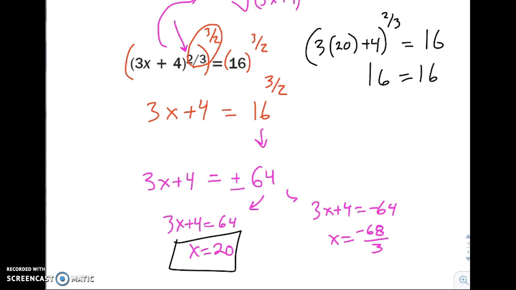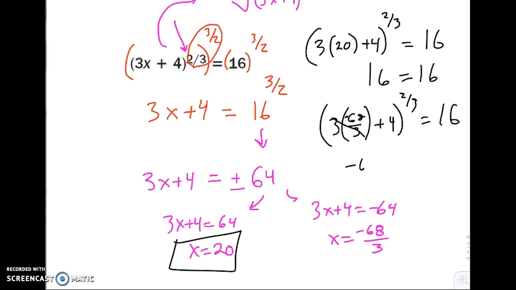I'm also going to check negative 68 over 3. So I have 3 times negative 68 over 3 plus 4, all to the 2/3. Does it equal 16? So these 3's will cancel out. It's negative 68, excuse me, so it's negative 68 plus 4. It's negative 64 to the 2/3. We have to check if that is in fact going to be 16. So we got parentheses, negative 64, close your parenthesis, to the 2/3. In fact, you do get 16. Both of these are solutions.